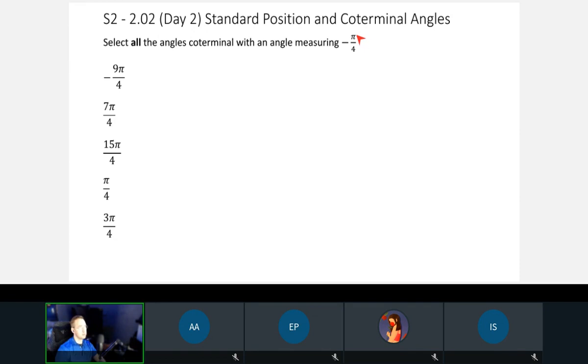Now, one thing to note that trips people up on the quiz in this unit is you can't select itself as a coterminal angle. That's not a coterminal angle if it's itself. So if you had negative pi over 4 as one of the choices, don't select it because it's the same angle. It's trying to trick you. So which ones of these are coterminal angles?